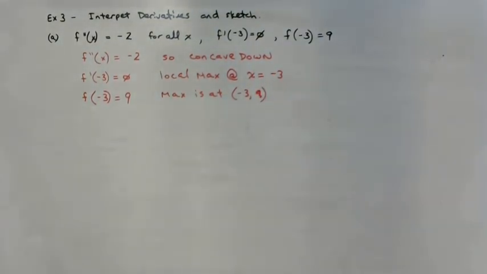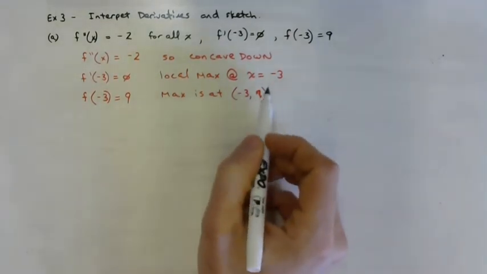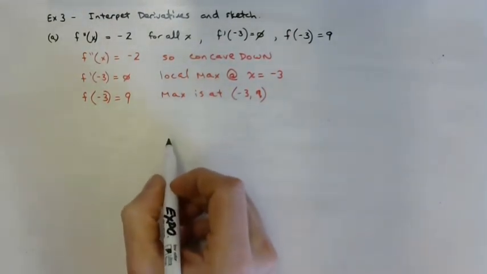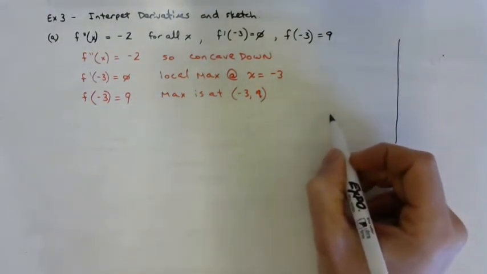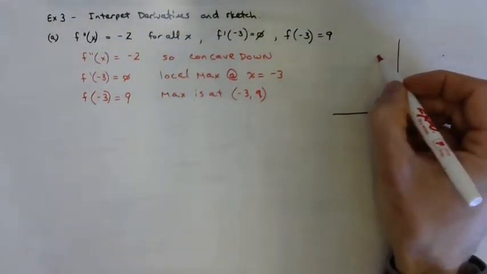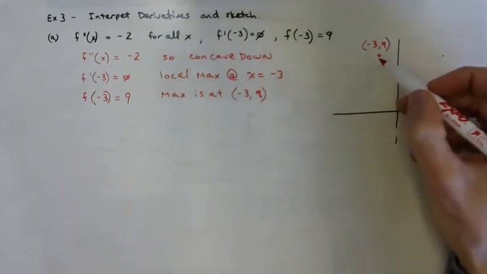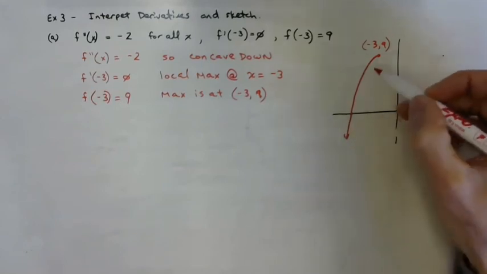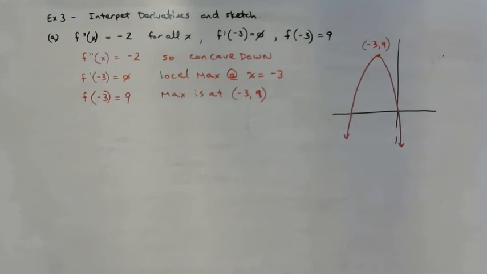And since we already determined it was a quadratic, the information that it gives us, it's always concave down. This is essentially the vertex at -3, 9. So all we need to do is sketch a graph of this thing. And basically put a point, call that -3, 9. And sketch a graph.